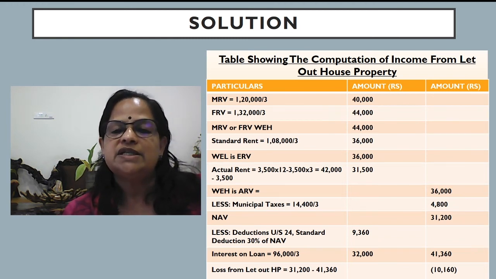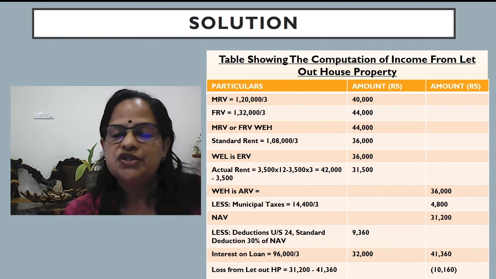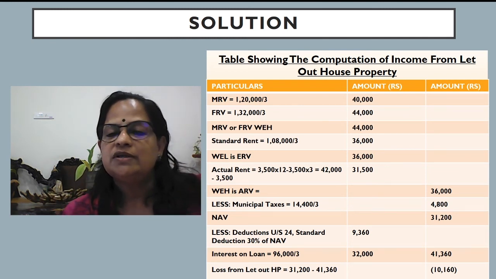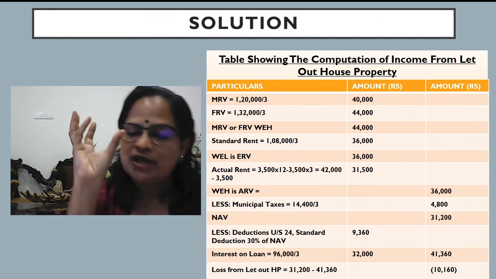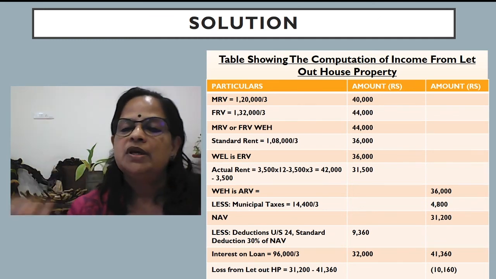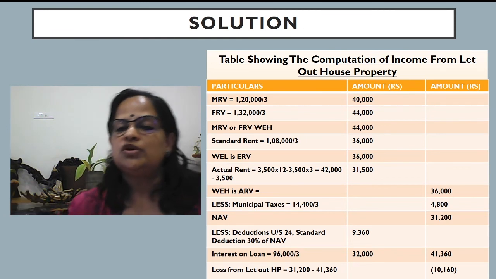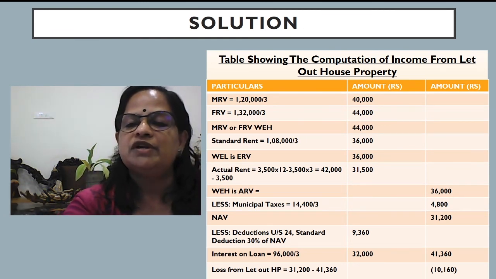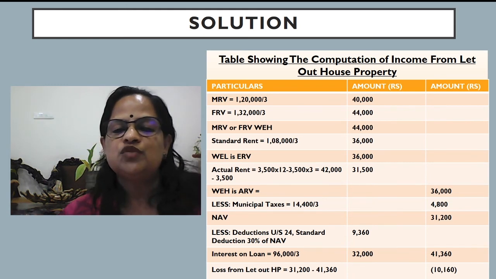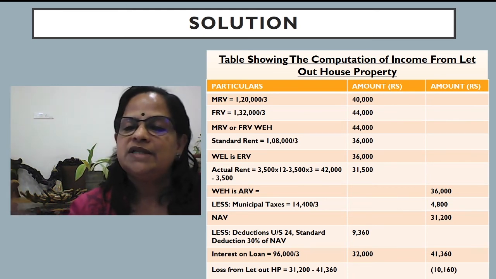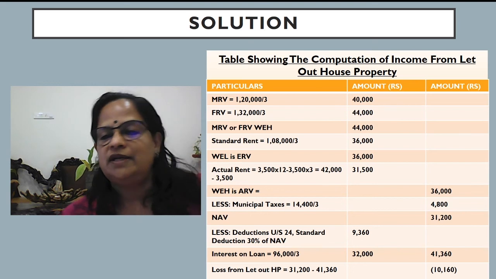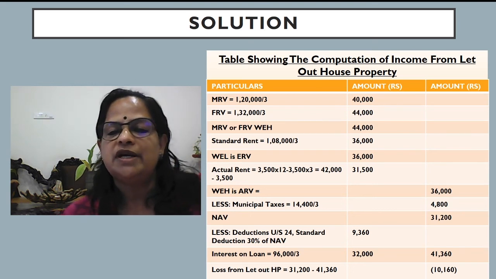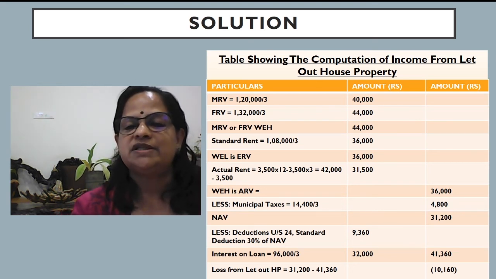Less deductions under section 24. 30% you can allow because it's let out. Interest on loan 96,000 divided by 3, because it's for the combined property they have taken, 32,000. So the total deduction, standard deduction and interest on loan, 41,360. Loss from let out house property is 10,160. That is 31,200 minus 41,360.